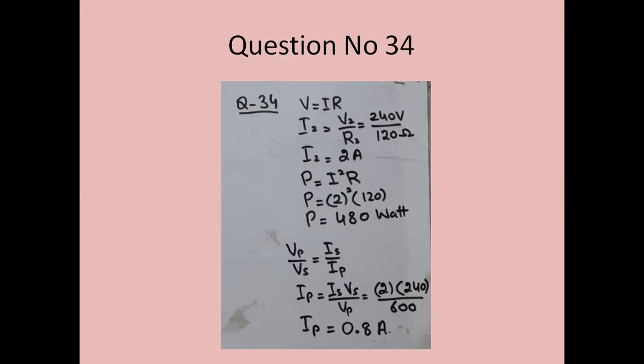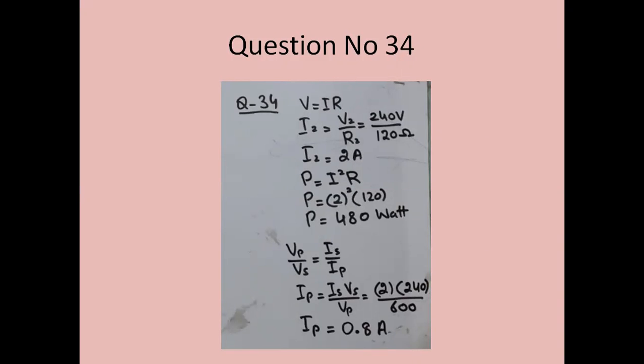So V will be equal to IR on the secondary side. I2 in the secondary side will be V2 by R2. So 240 volt divided by 120 ohms, so 2 ampere. So the current in the secondary coil will be 2 ampere. So power in the secondary side will be P equals I squared R. So P will be equal to 2 squared multiplied by 120 and that will be 480 watt. So the power in the secondary coil will be 480 watt.